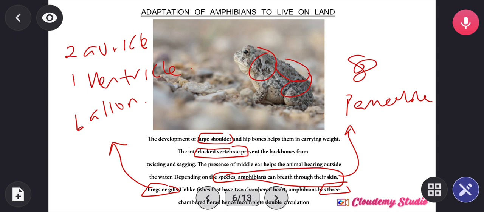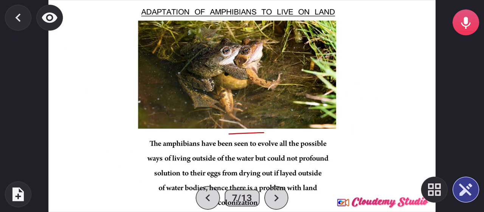Now, amphibians have been seen to evolve all the possible ways of living on land and outside of the water, but they have not found a solution to keep their eggs from drying out if they are laid outside of the water. Hence, they have to go back to the water to mate. For mating and reproduction, they have to go back to the water. Remember I told you that their fertilization is external. So the male sheds the sperm and the female sheds the eggs. The fertilized egg stays inside water and hatches into a tadpole.